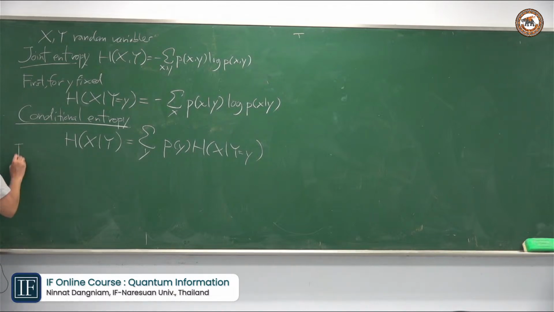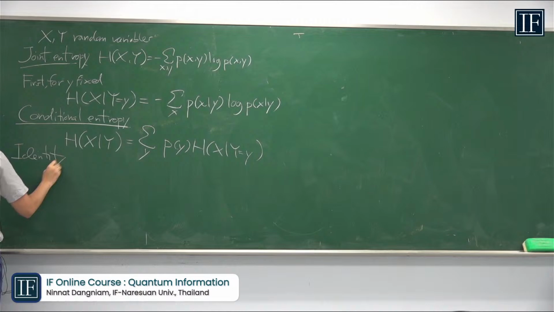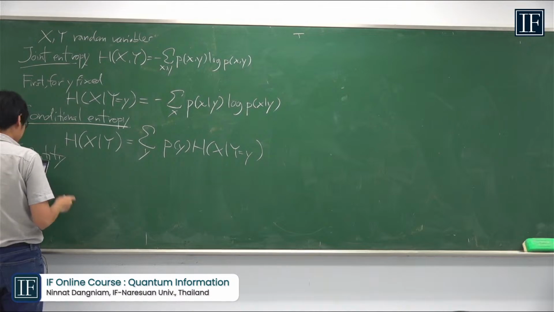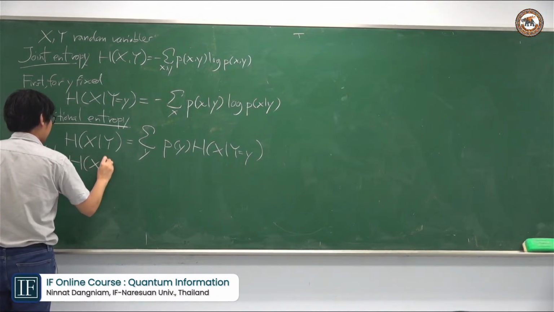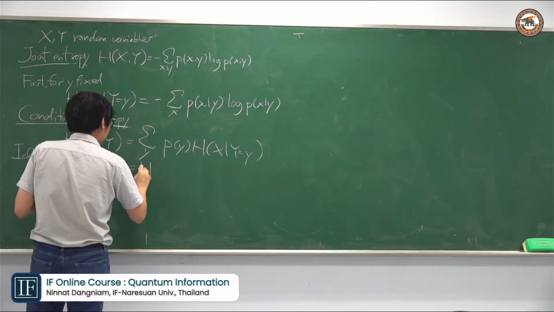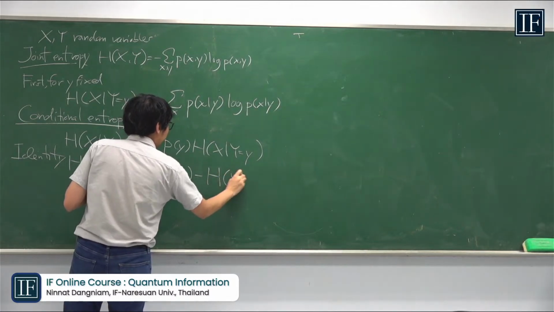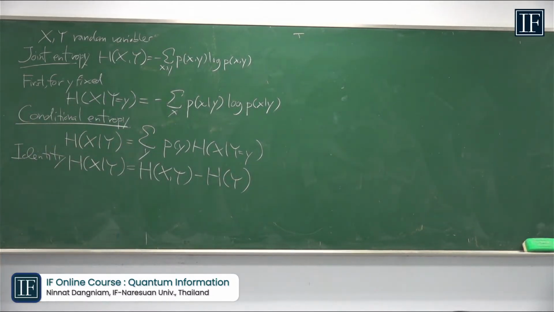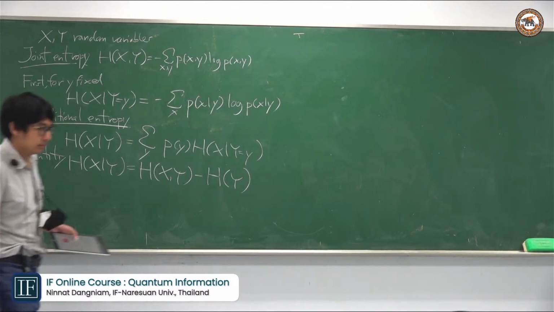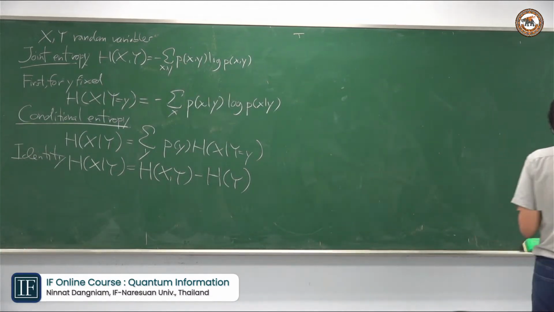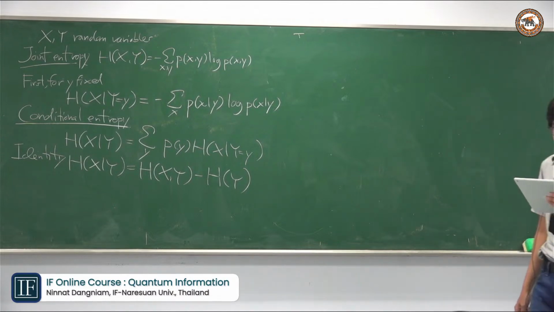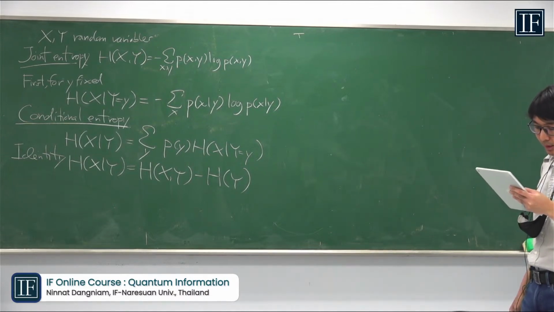So then we can show the identity that we alluded to earlier. That is, this is just the joint entropy, and then you subtract the entropy of the variable that you condition on. Okay, so how to show this?